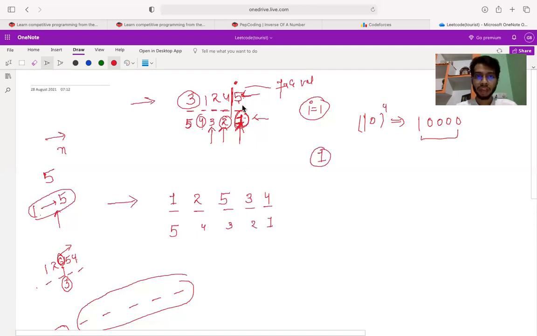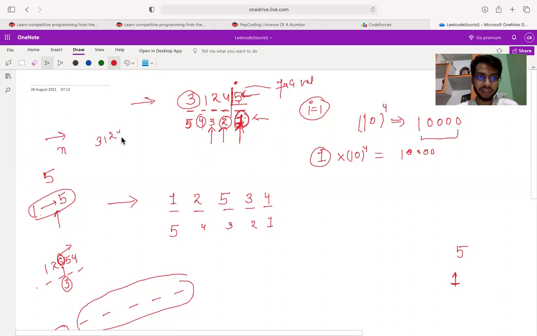So if I find the remainder by dividing this number by 10, what will my remainder be? Remainder will be 5. It means I have to place 1 at the fifth index. So I'm going to do nothing else, I'm just dividing it by 10 raised to power 4. So 10 raised to power 4 is 1 2 3 4. So again my number reduces to 3124.